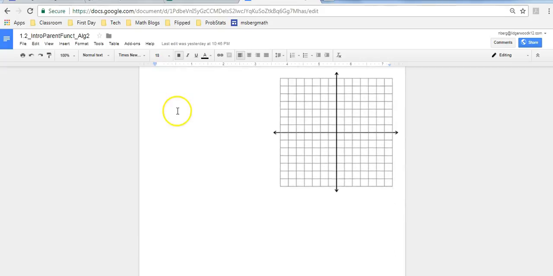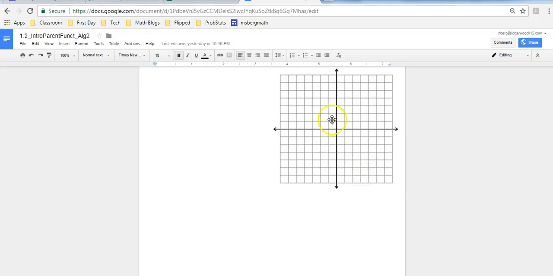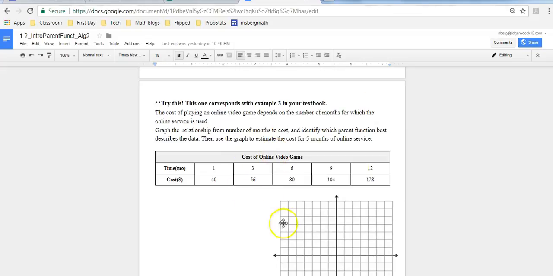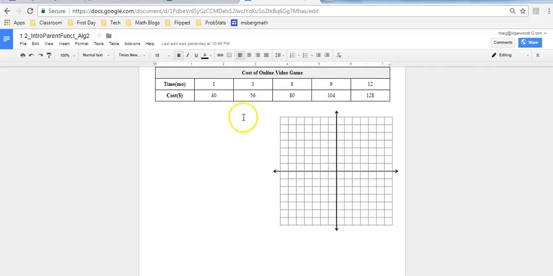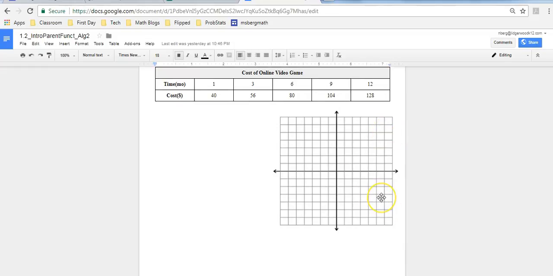And the last one here is, I know we didn't cover anything like this, but it's just a word problem dealing with the same stuff, and it corresponds with example number 3 in lesson 1.2 if you need a reference. It's seriously the same thing, because you have a data set here that you need to plot onto this graph, and you have to label your axes, because I didn't give you the right kind of graph, I guess. And then it's going to ask you to estimate the cost for 5 months of online service. And you can graph it all on here and estimate it.